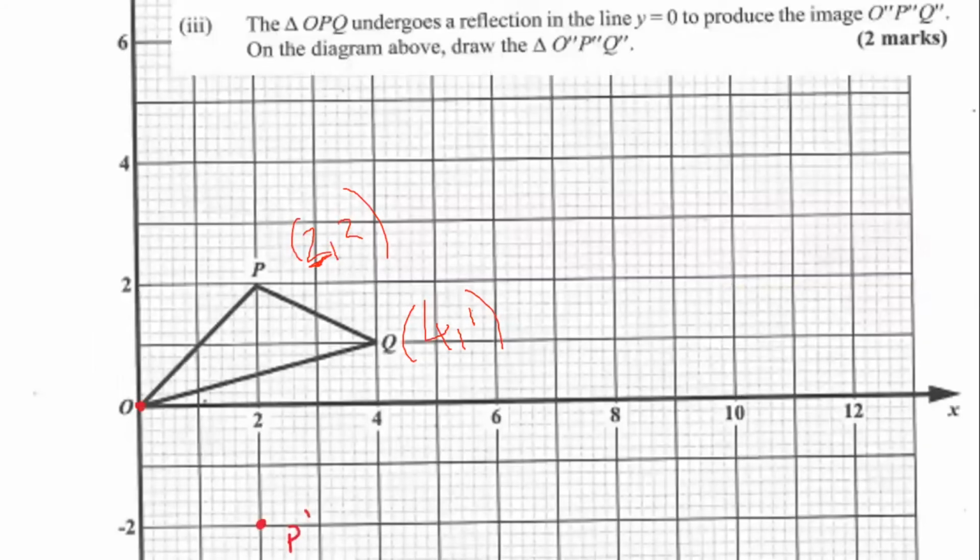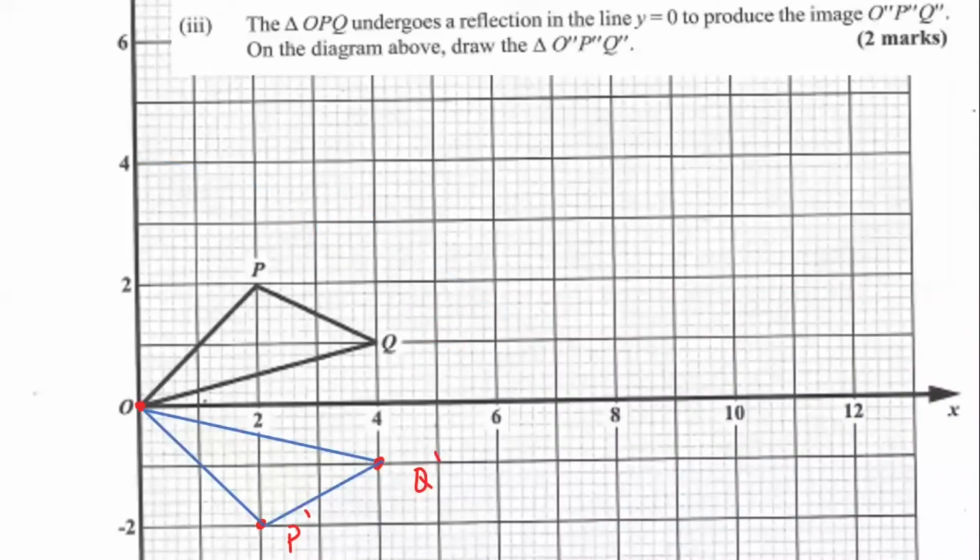Is anyone seeing the points that are being plotted? So P prime and Q prime? Yes? Okay. So this is it. It is P right here and Q right here. And those are our points. And then we can go ahead and join our triangle. And this is our reflection in the x-axis where the line is y is equal to 0.